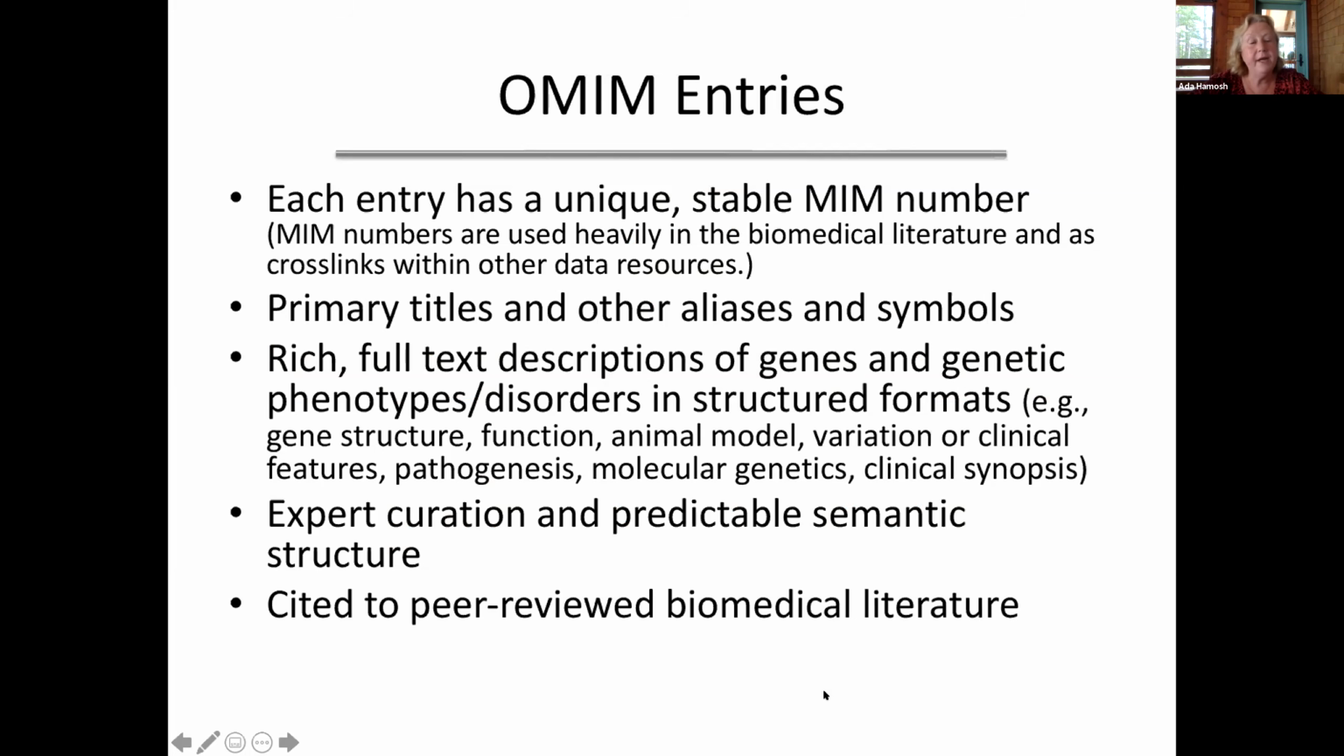Okay, sorry. So OMIM entries, each entry has a unique stable MIM number, and the MIM numbers are heavily used in the literature as cross-links with other databases. They have a primary title, and then they have other aliases and symbols and other things. And they may also have formerlies and so on. The MIM entry includes rich full text descriptions of genes and genetic phenotypes in a structured format. For example, there's certain headings that can be used. All headings that can be used won't be in every entry, but the upper level headings are fixed and structured.